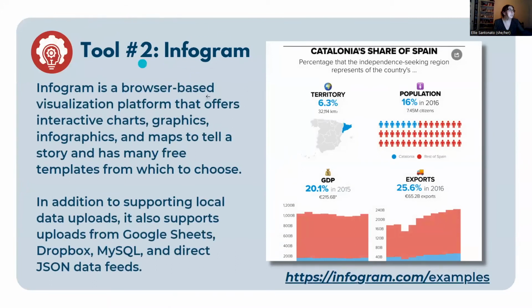The next tool is Infogram. Infogram is a browser-based visualization platform that offers interactive charts, graphs, graphics, infographics, and maps to tell the story, and has many free templates to choose from. In addition to supporting local data uploads, it also supports uploads from Google Sheets, Dropbox, MySQL, and direct JSON database data feeds.